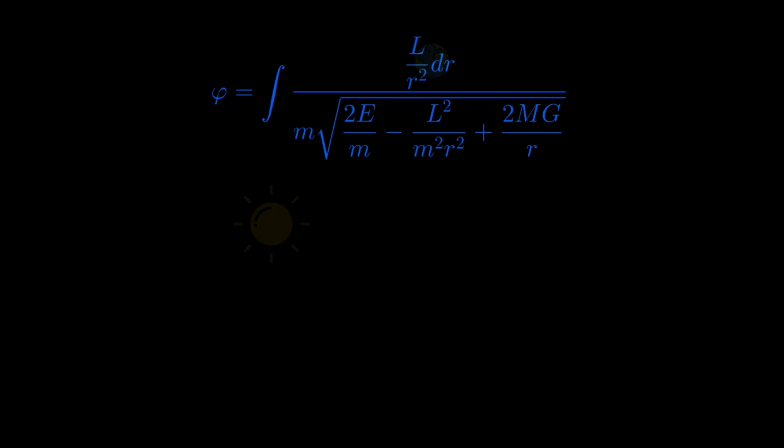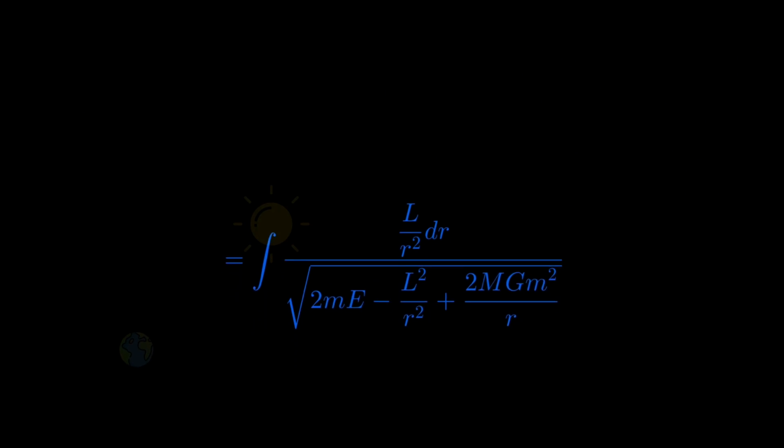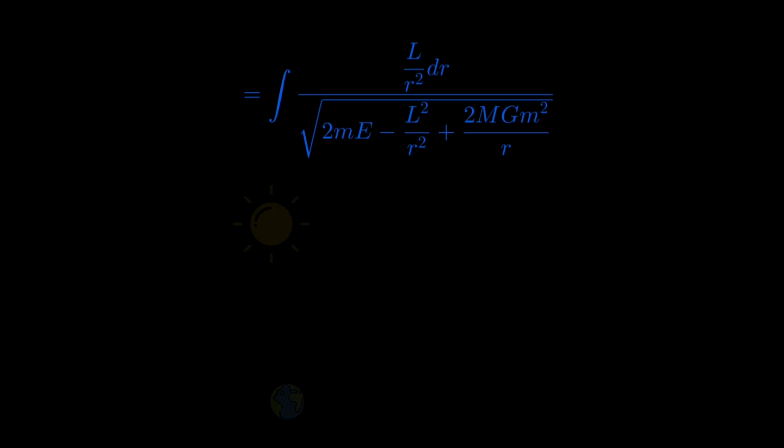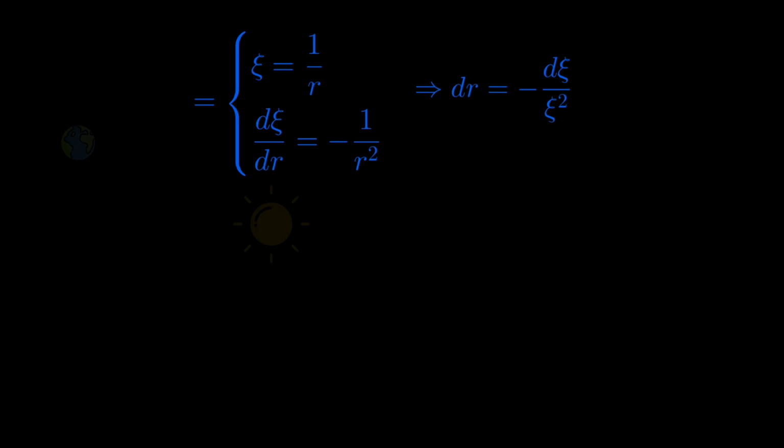The first thing we can do is drag the m as an m squared into the square root. After we have done this, it is time for the first substitution. The idea is to substitute 1 over r with xi. The derivative of xi with respect to r would be minus 1 over r squared, which is just minus xi squared. So the transformed infinitesimal element of the integral is minus d xi over xi squared.